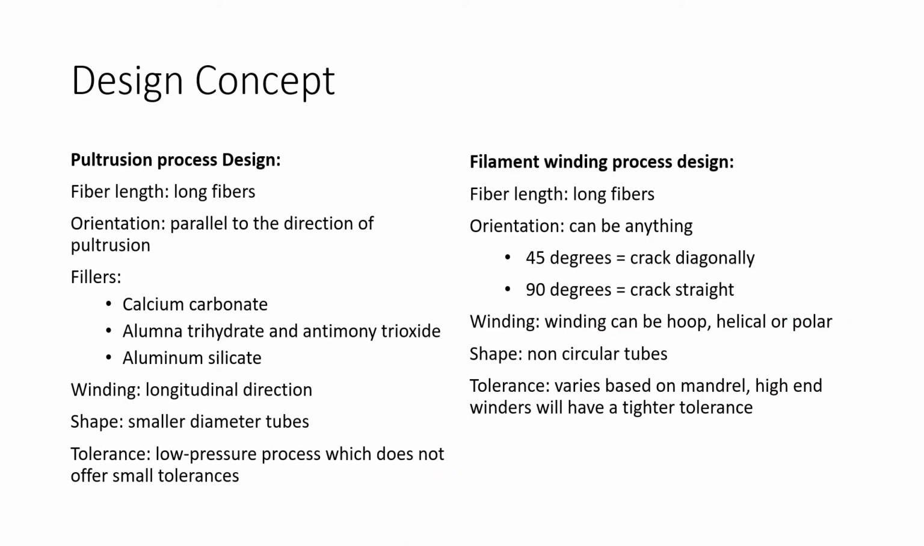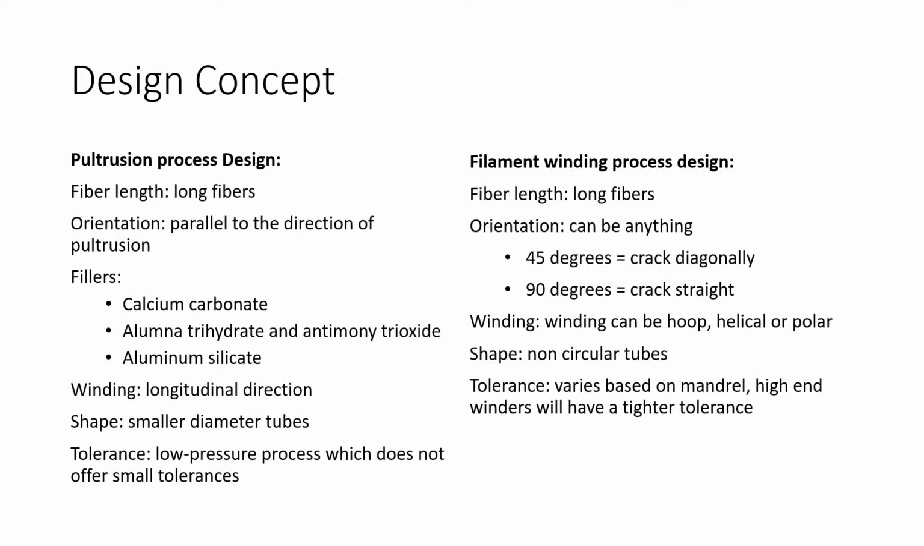The pultrusion process and the filament winding process can create very similar parts. Both processes require long fibers, but the orientation of these fibers varies. Fibers during the pultrusion process run parallel to the direction of the pultrusion. During the filament winding process, the fibers can be oriented in any direction. However, the direction in which fibers are oriented impacts how cracks will appear under stress. If the fibers run at 45 degrees, the cracks will be diagonal, as opposed to straight when they are oriented at 90 degrees. The pultrusion process has many fillers.